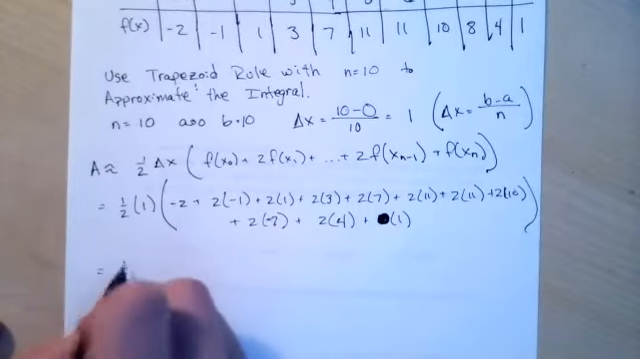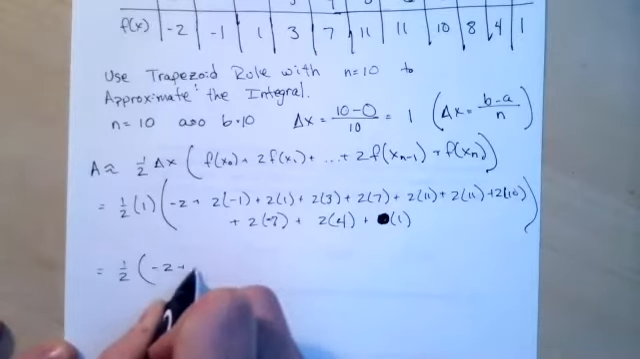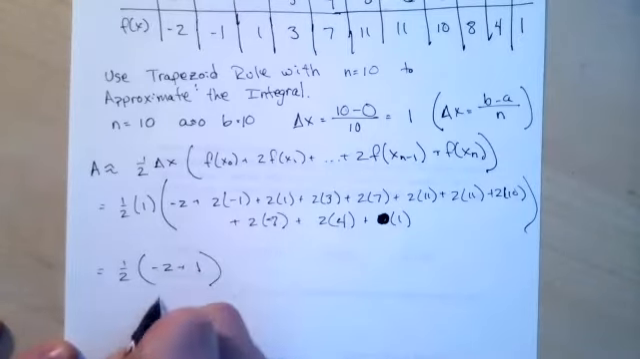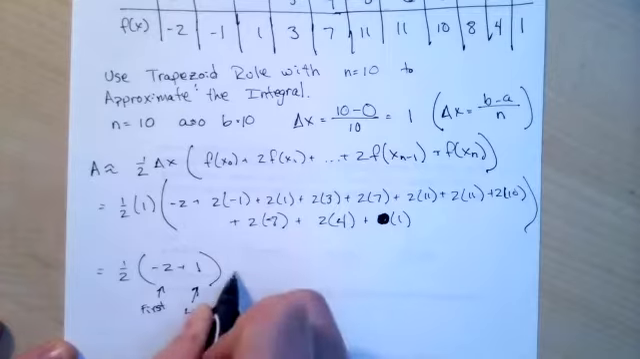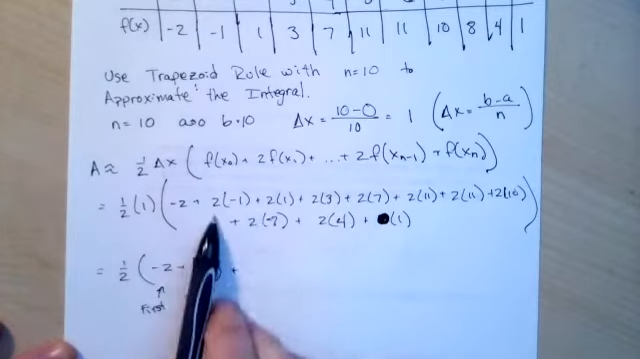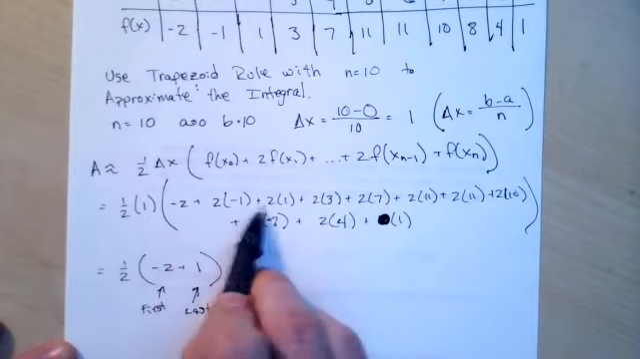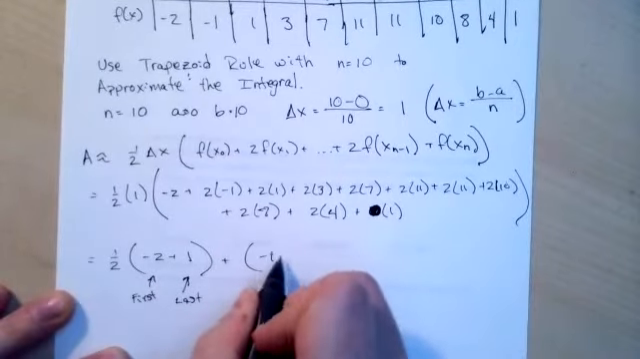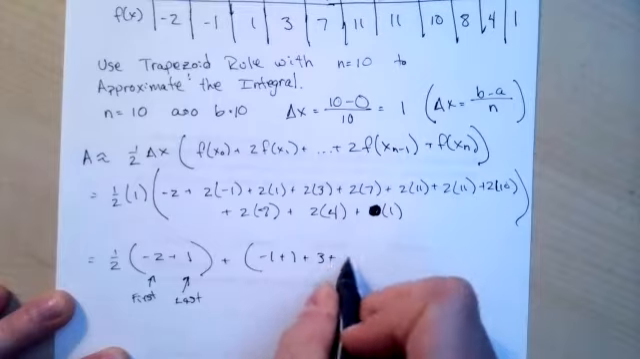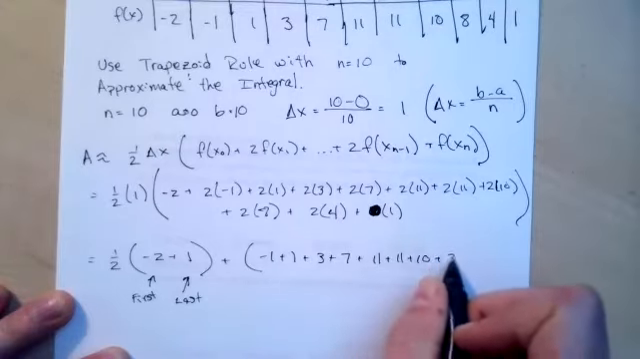So we have 1/2 times -2 plus 1. So this is our first and our last. Plus, now the 1/2 times the sum of all these middle terms. The 1/2 and these powers of 2 are going to cancel. So that'll save us a little computation. Then we got -1 plus 1 plus 3, 7, 11, 11, 10, 8, 4.